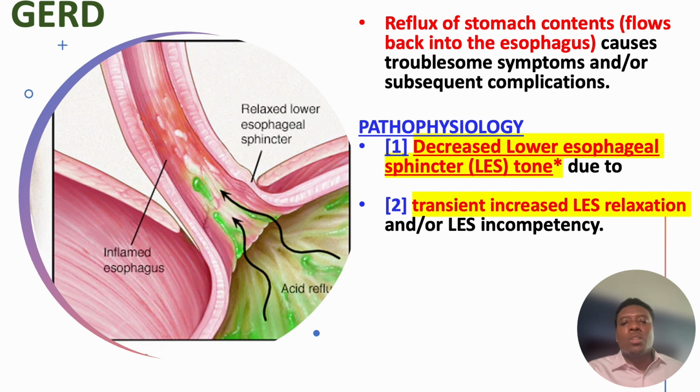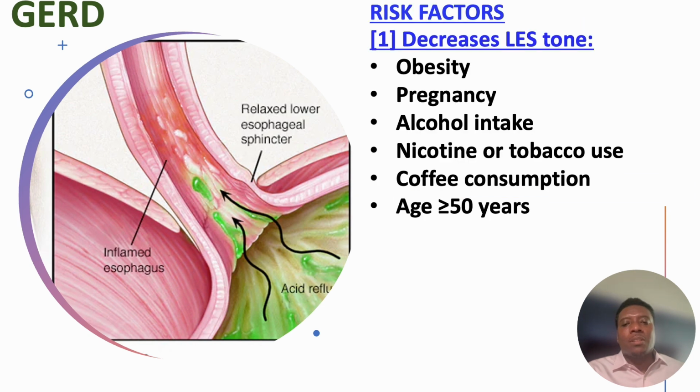esophagus. So in GERD, what happens is you get this reflux of acidic contents from the stomach into the esophagus due to either decreased LES tone, meaning decreased muscle tone, or transient increased LES relaxation. We'll call that LES incompetency. And that allows for the acidic contents to go back into the esophagus.